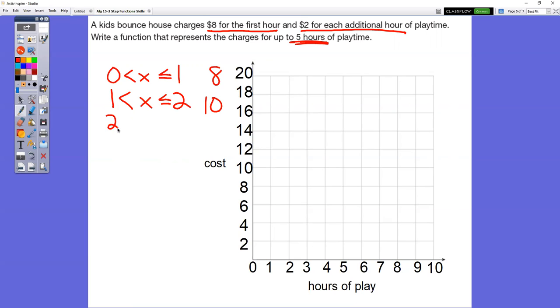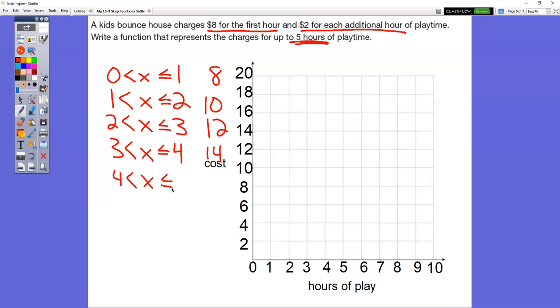As soon as it gets past 2 hours, all the way up to and including exactly 3 hours, so it might be 2.5, might be 2.75 hours, all the way up to and including 3 hours, you're going to pay $12. For hour three through hour four, you're going to pay another $2. So you're paying $14. And then from hour four to hour five, including hour five, it is $16.